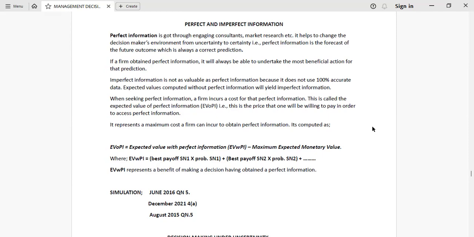We shall look at that formula in detail, but as of now, what you need to get is that to compute how much I can pay for a given perfect information, we get the expected value with perfect information, less the maximum expected monetary value. And the expected value with perfect information represents the benefit.